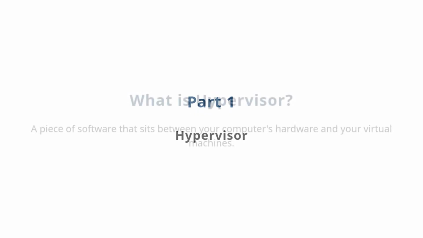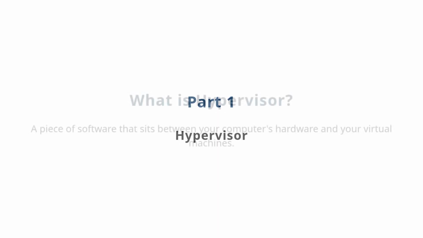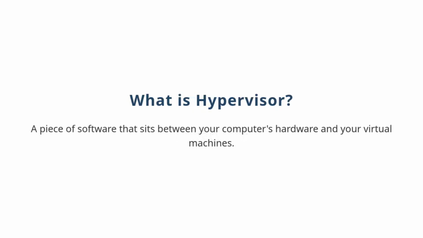Okay, let's install our hypervisor so that we can create our virtual machines. But before that, what is a hypervisor? A hypervisor is basically a piece of software that sits between the computer's hardware and the virtual machine. Think of it like a property manager who divides land for independent tenants.